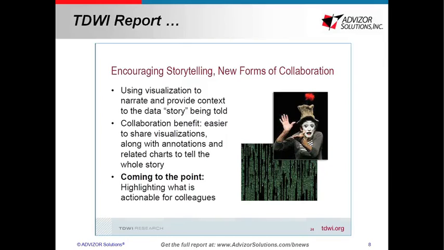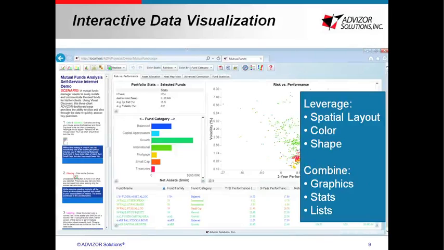So this is just, I love this concept of highlighting what's actionable for colleagues in a meeting and all this storytelling. I think that's a really good capturing of what it does. So let's take a look at one. Here we're going to go through an example with some mutual funds data, but this is going to be a story about segments and outliers, and we're going to look at a few concepts: spatial layout, color, shape, and we're going to combine graphic, stats, and lists. So I think a good visualization does all of that. So let's take a look.